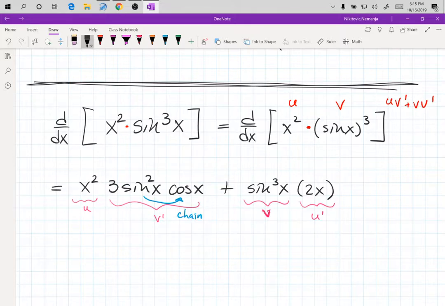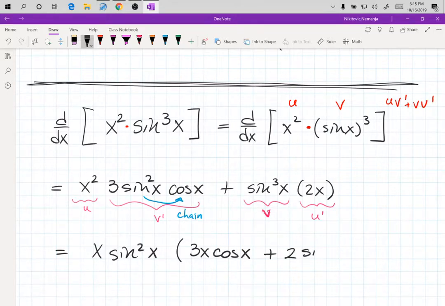We are not done because I did not factor. I can kick out x sine squared x, and what's left is 3x cosine x plus 2 sine x. There we go. And now you can set this equal to 0 and get your values and so on for chapter 4.